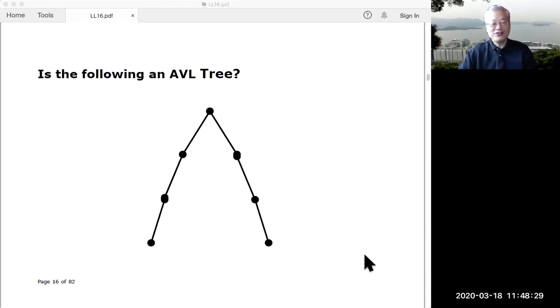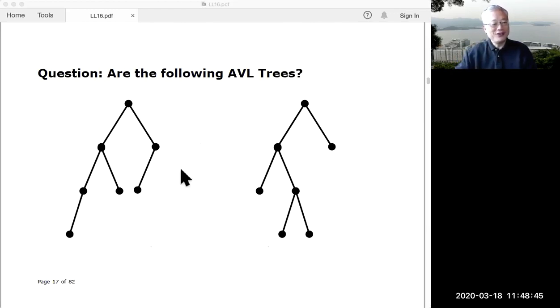Is this an AVL tree? Yes or no? No. Good. No, because it is not balanced. Okay, good. How about this one? Is this an AVL tree? Yes or no? Yes. Okay, good. Is this balanced? It is. Is this balanced? Is this an AVL tree? Yes or no? No. Good. Okay, so you all know what it is.